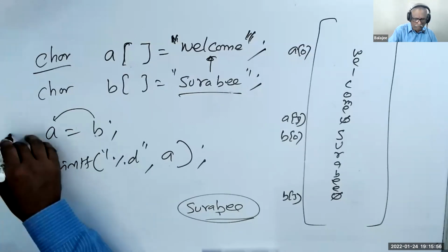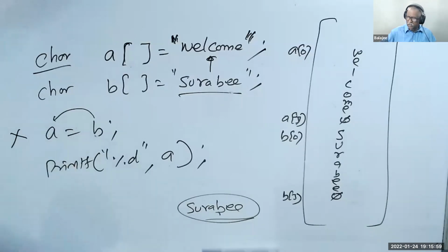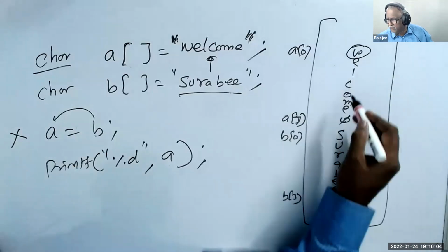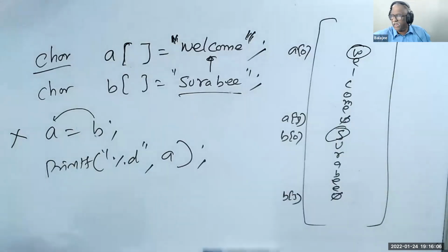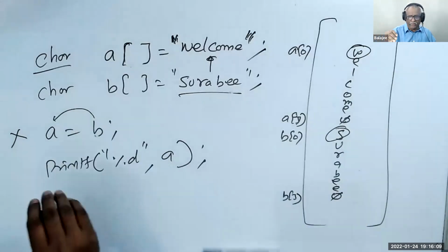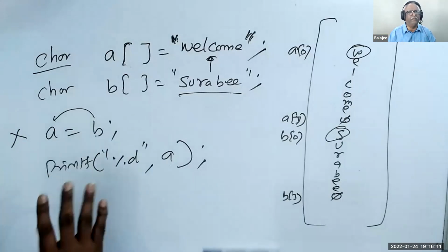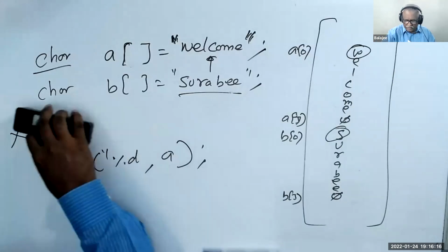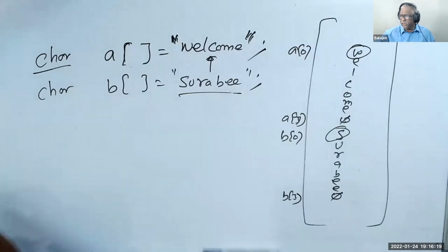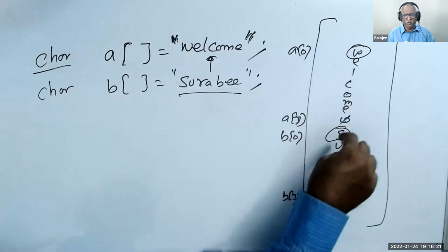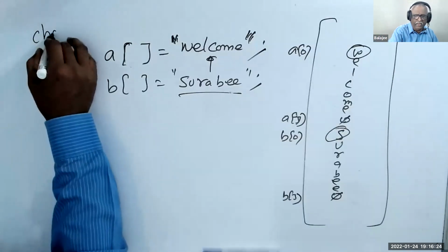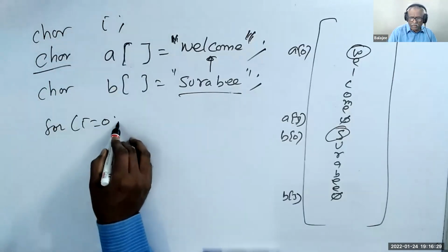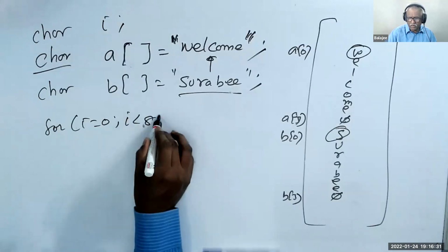But this is wrong. In C, you can move only one element; entire arrays cannot be moved like this. There is nothing like this available in C. This is wrong. The compiler will give you an error. You have to write a program like this. How many characters are there now? 8. I declare a variable I. You say for I is equal to 0, I less than 8, I plus plus.